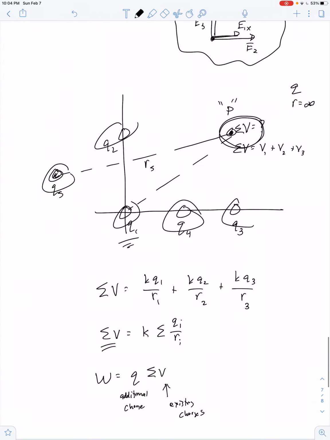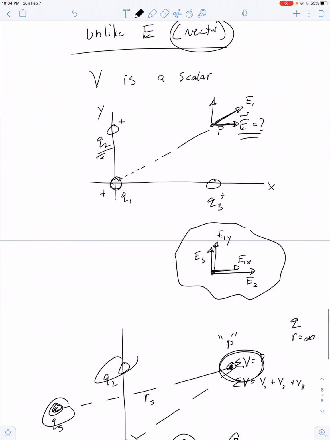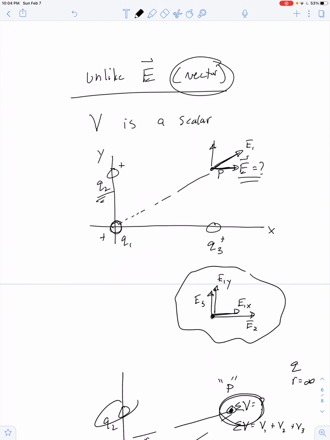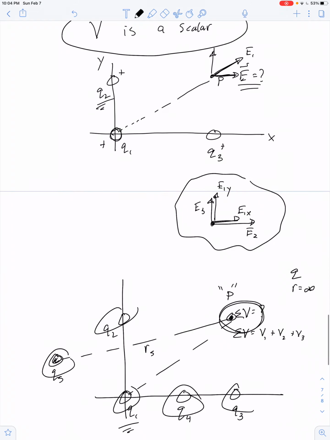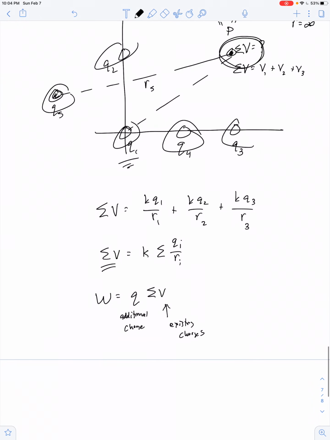So, like electric field, electric potential is governed by the superposition principle, but unlike electric field, electric potential is an even easier quantity to solve for due to the fact that you don't have to do any vector mathematics. You can just add these values up as scalar quantities.